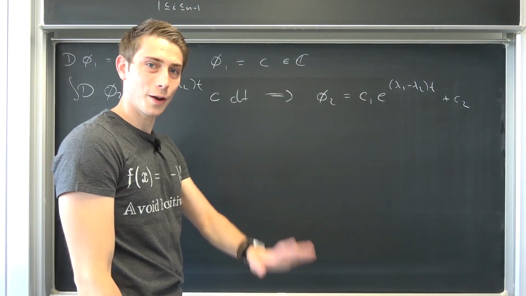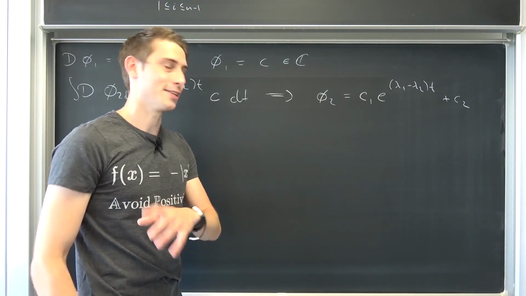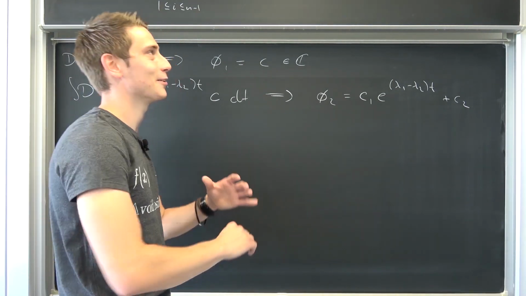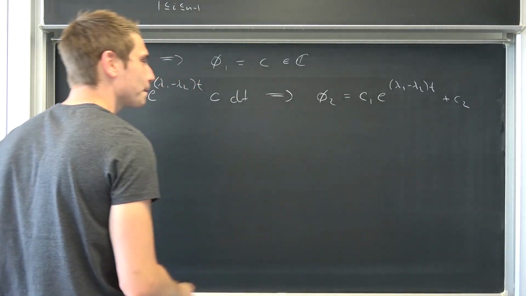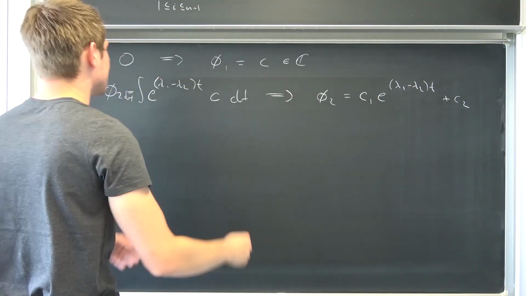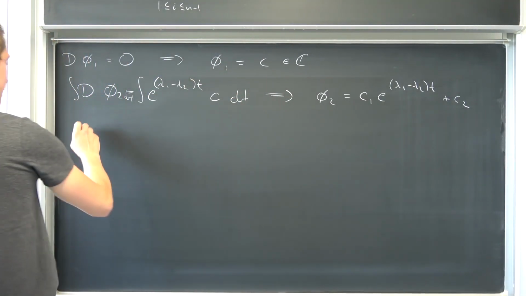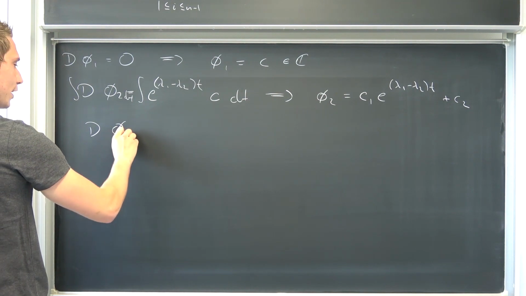I'm going to do one more iteration, such that you can see a certain pattern right here, which is going to be so fantastic in the end. By this definition up here, yet again, and by what we had right here. What the hell is d phi 3?